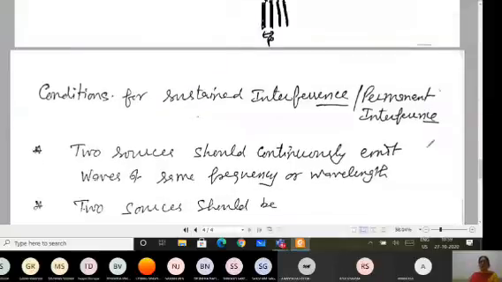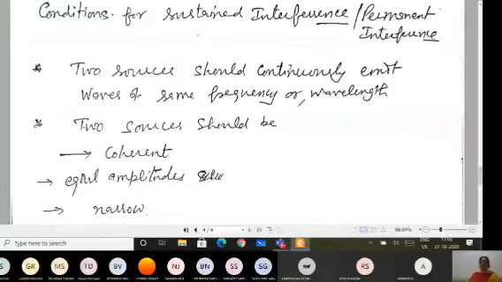To get the permanent interference, what are the conditions that you should know? Of course, I should be using two sources which are continuously emitting waves of the same frequency or wavelength. It should not happen that with time the wavelength is getting changed. So I need such a source. Two sources should be there, which I can get either by Young's double slit, or I may use the Fresnel biprism, or a large mirror, by any method to get the interference pattern.